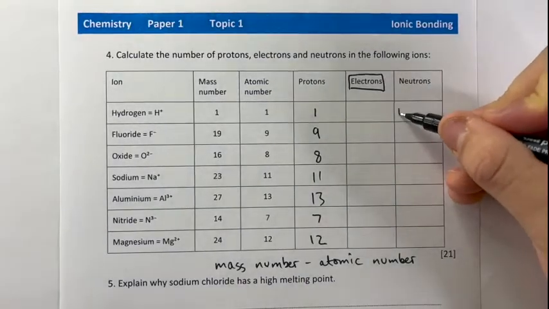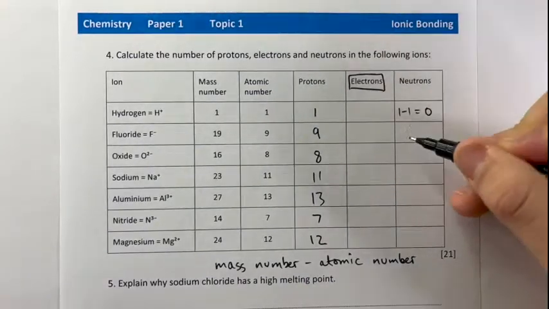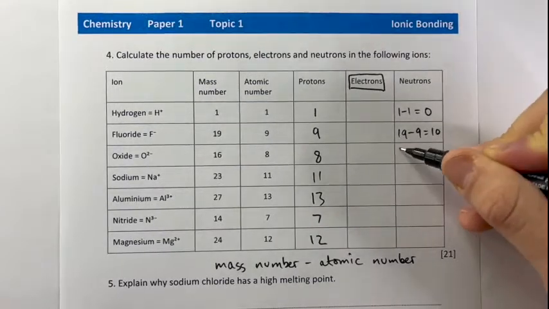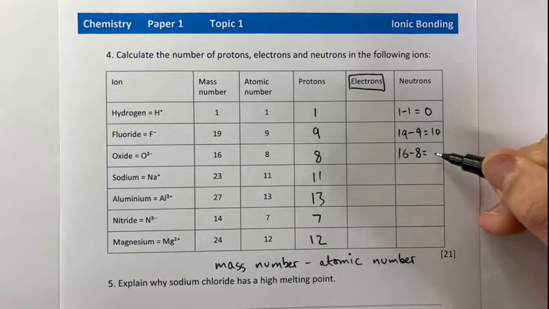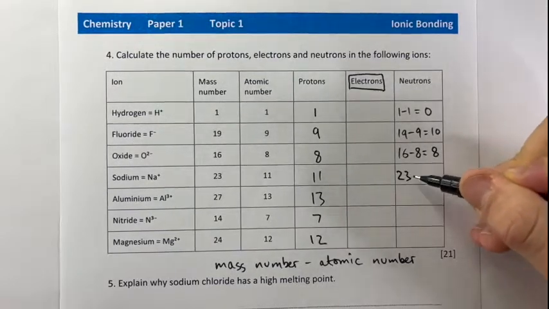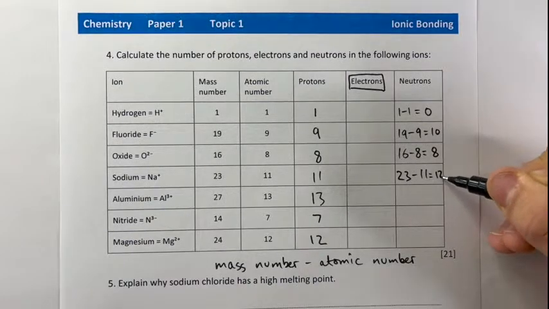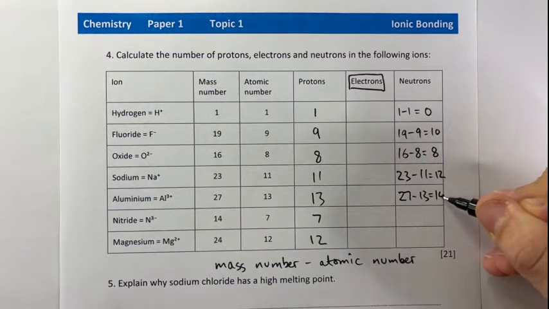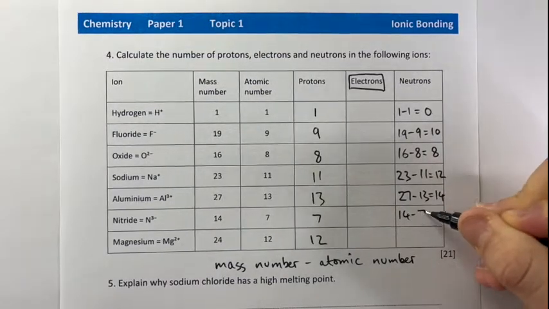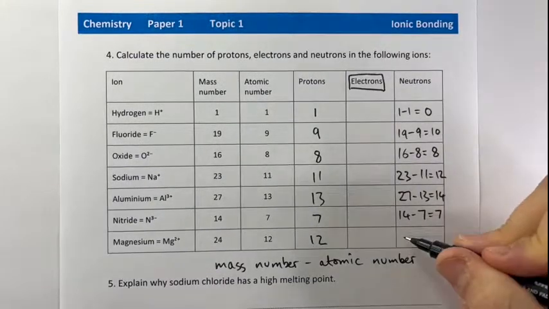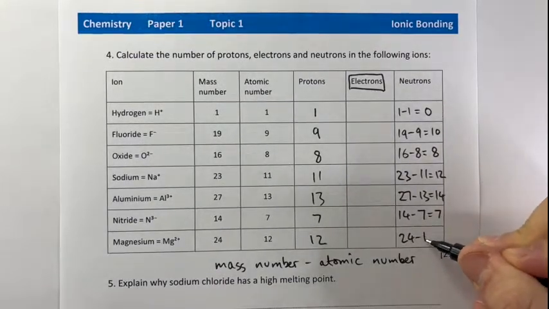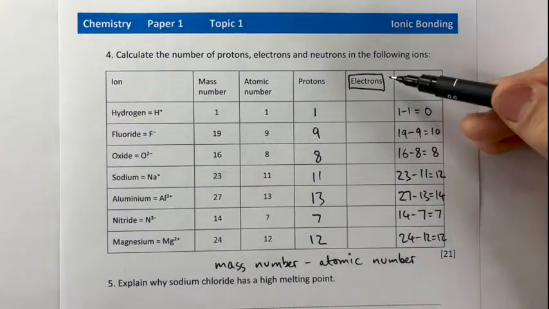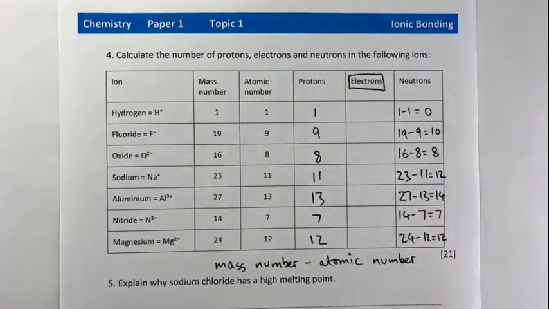So we do 1 take away 1 equals 0. 19 take away 9 equals 10. 16 take away 8 equals 8. 23 take away 11 equals 12. 27 take away 13 equals 14. 14 take away 7 equals 7. 24 take away 12 equals 12. Simple as that.